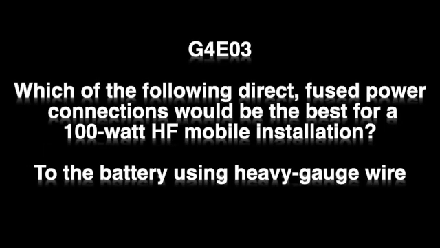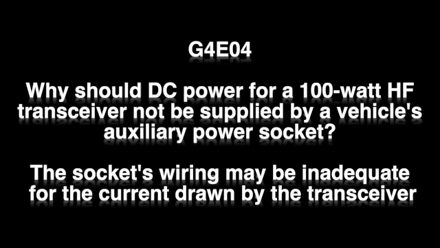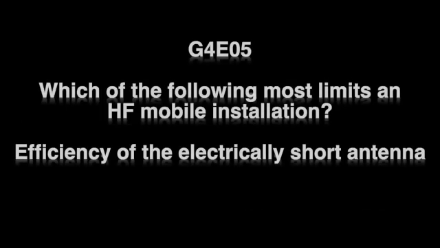G4E03. Which of the following direct, fused power connections would be the best for a 100-watt HF mobile installation? To the battery using heavy gauge wire. G4E04. Why should DC power for a 100-watt HF transceiver not be supplied by a vehicle's auxiliary power socket? The socket's wiring may be inadequate for the current drawn by the transceiver. G4E05. Which of the following most limits an HF mobile installation? Efficiency of the electrically short antenna.